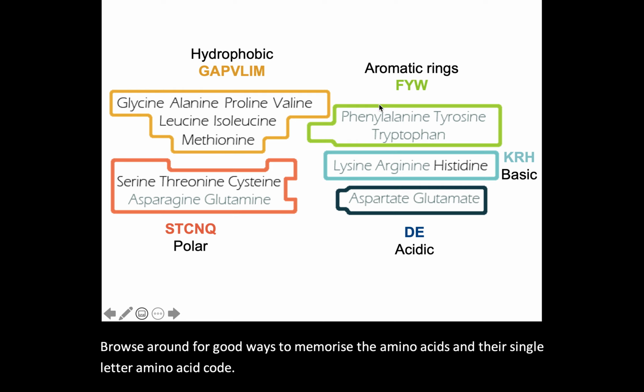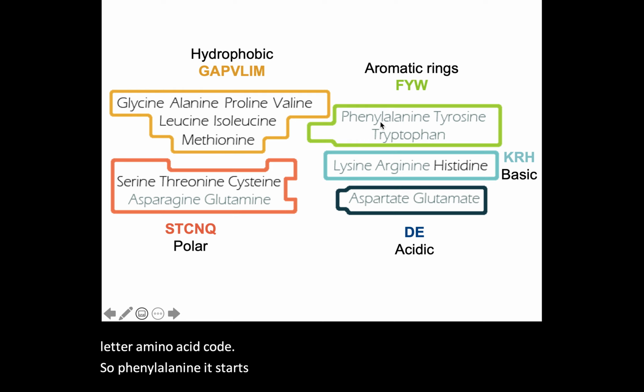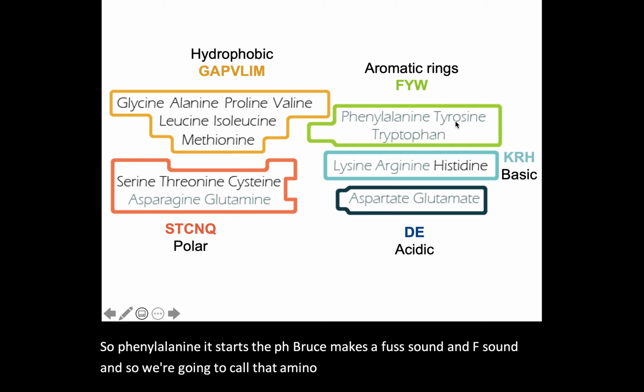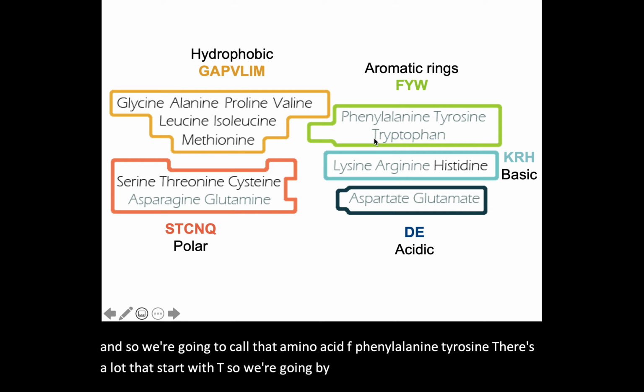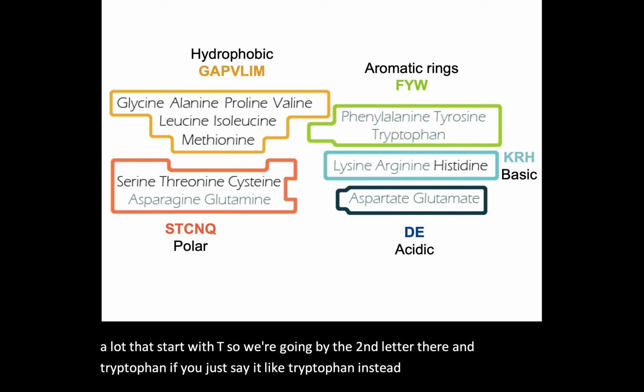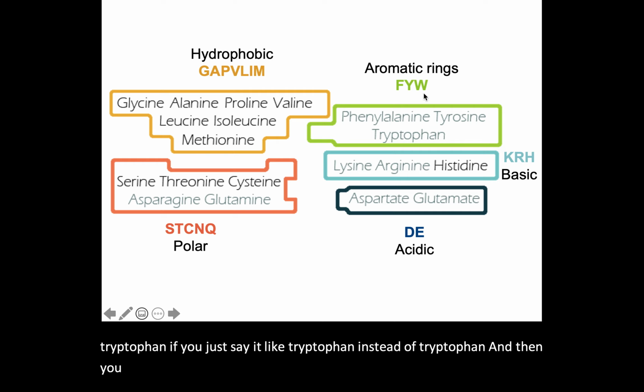So phenylalanine, it starts with a PH, but it makes an F sound, and so we're going to call that amino acid F, phenylalanine. Tyrosine, there's a lot that start with T, so we're going by the second letter there. And tryptophan, if you just say it like twiptophan instead of tryptophan, then you got it, and you'll remember that that's supposed to be the W.